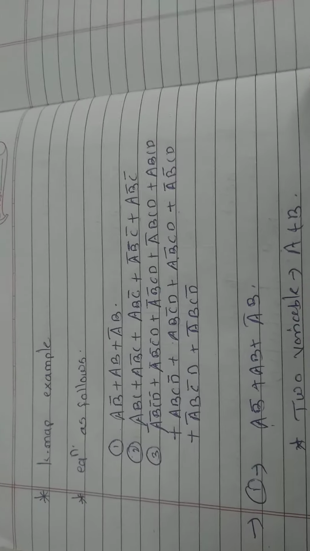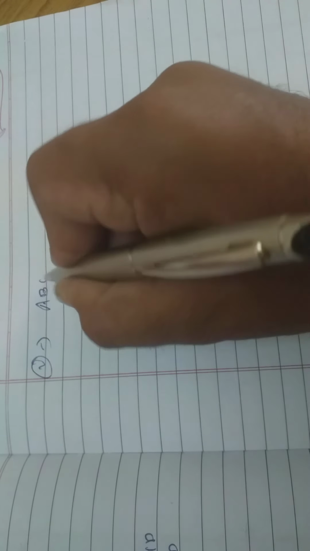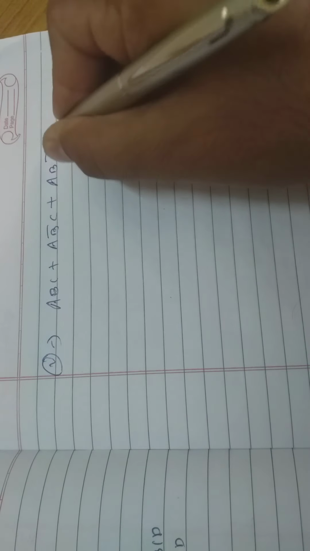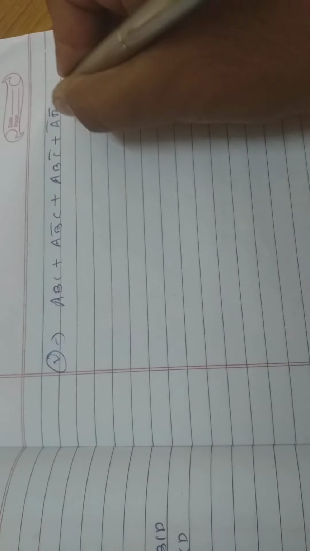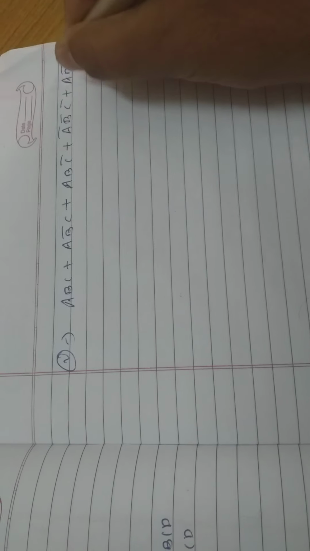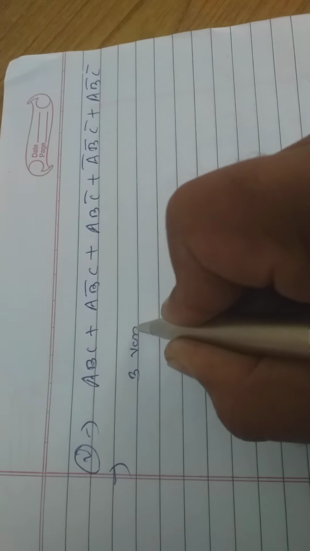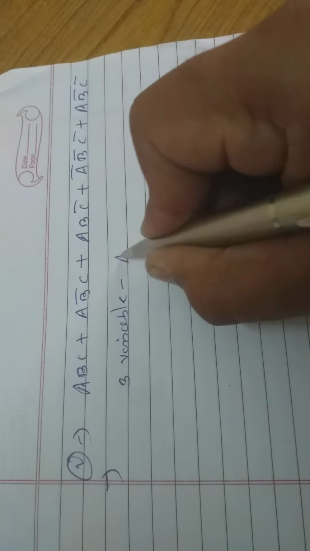Now the second equation. The equation is ABC plus A B bar C plus ABC bar plus A bar B bar C bar plus A B bar C bar. In this equation, three variables are used, three variables A B C. So we use the three variable K-map.